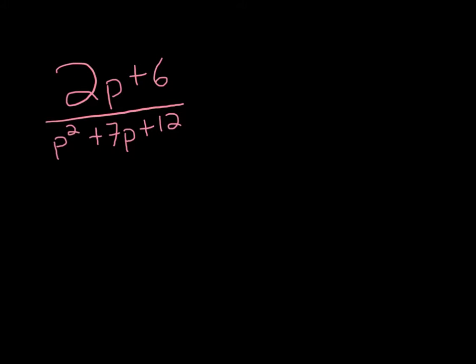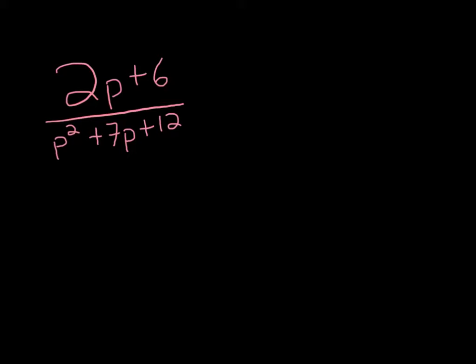Now this one looks a little bit more complicated, but if we take it one step at a time, it won't be too bad. If we look at this top here, we're looking for something that we can factor out of that. So if we look at 2p and 6, what goes into 2p and 6 both? We see that we've got a common factor of 2. 2 goes into both of those too. So what I'm going to do is factor out a 2.